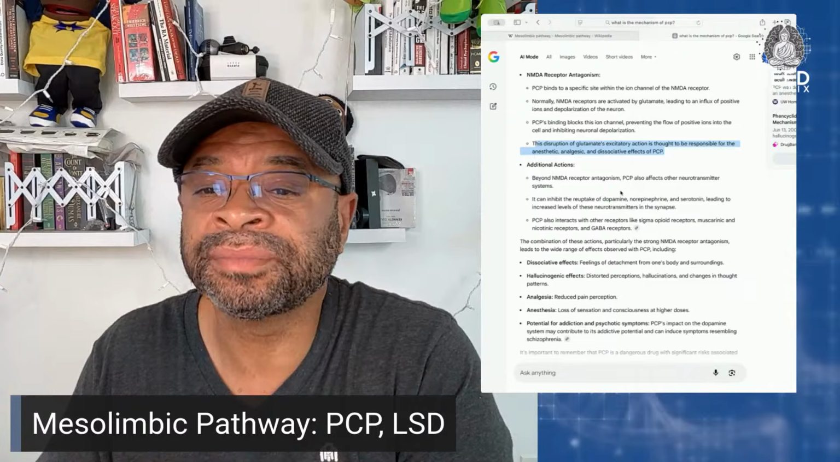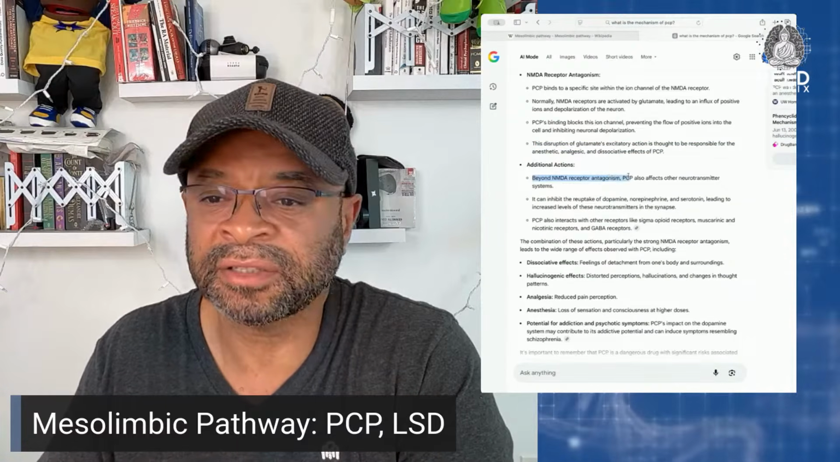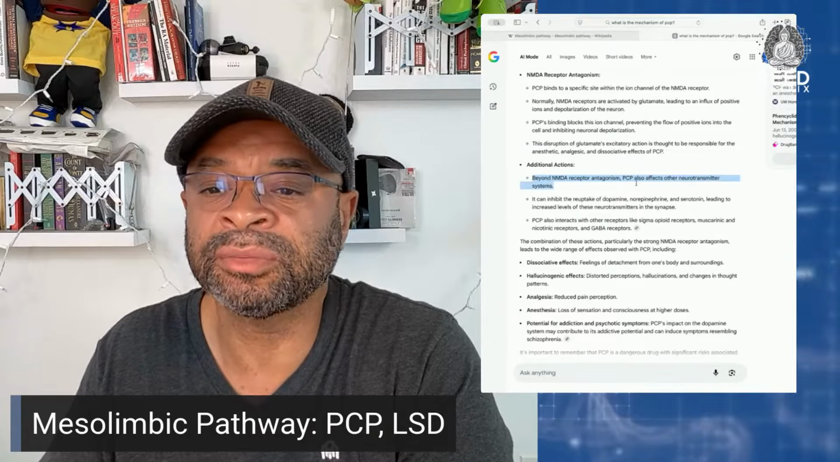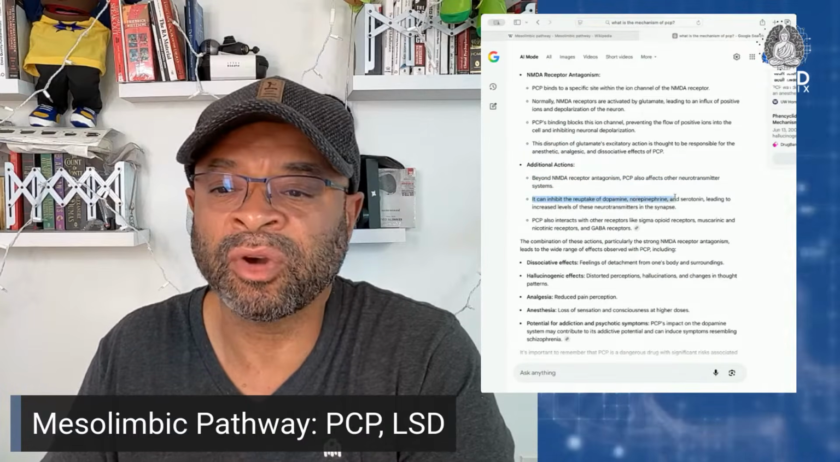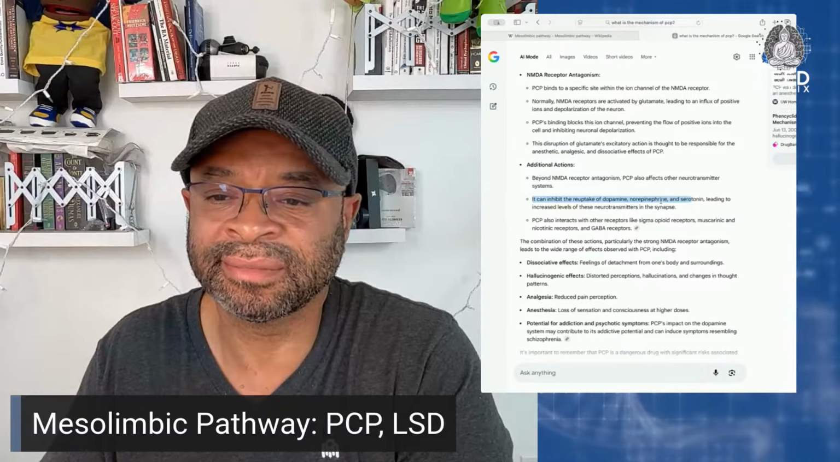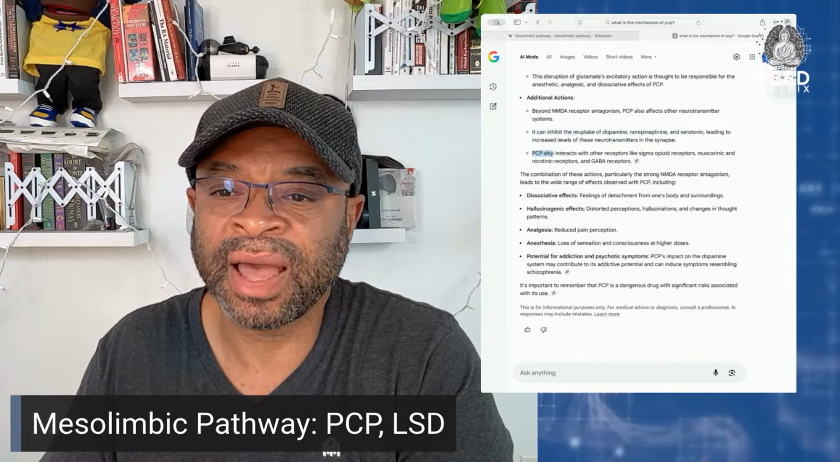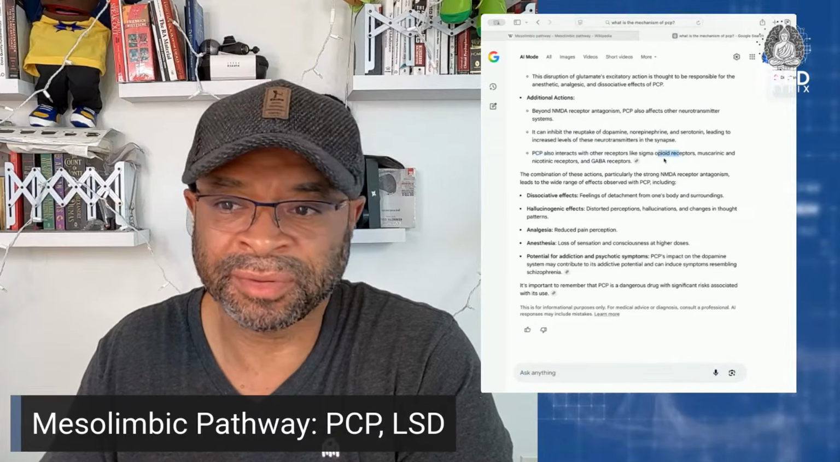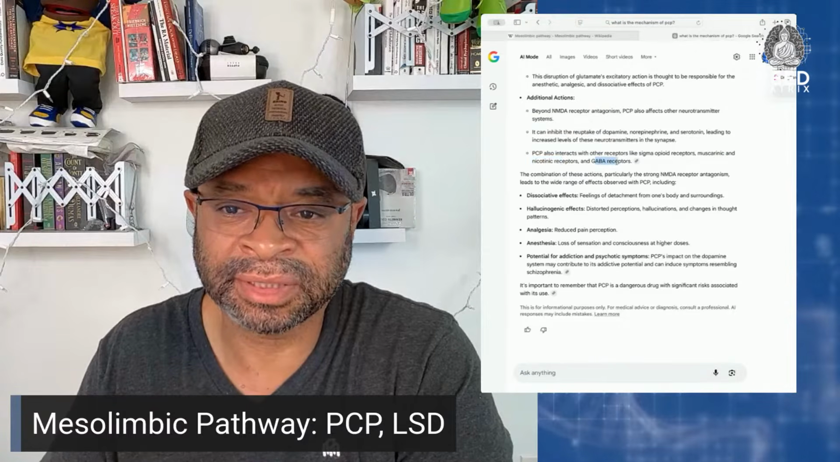Additionally, beyond NMDA receptor antagonism, PCP also affects other neurotransmitters. It inhibits dopamine, norepinephrine, and serotonin reuptake. It also acts on opiate receptors, muscarinic receptors, nicotinic receptors, and GABA receptors. The GABA receptors again.